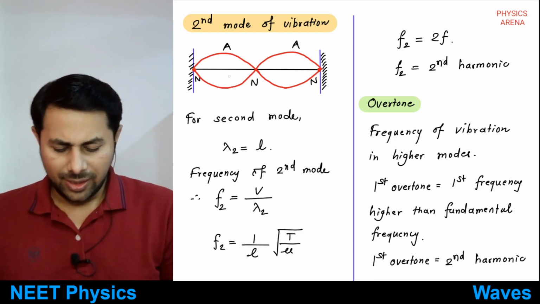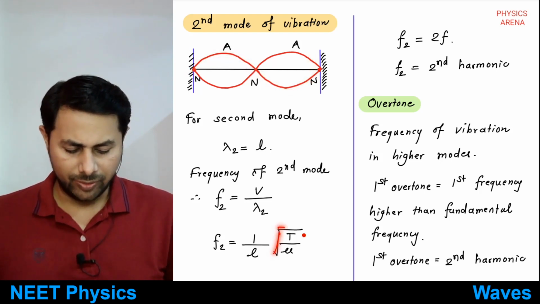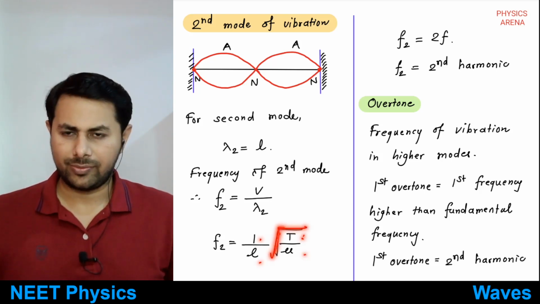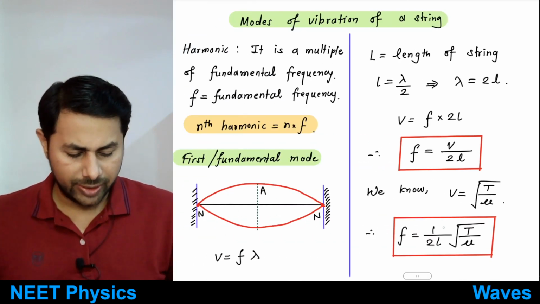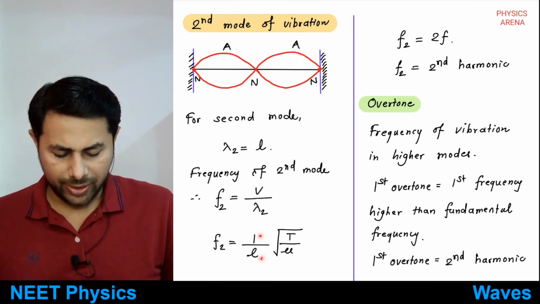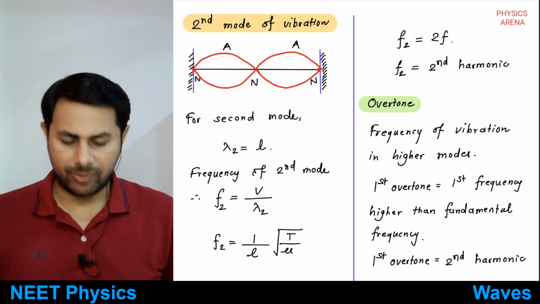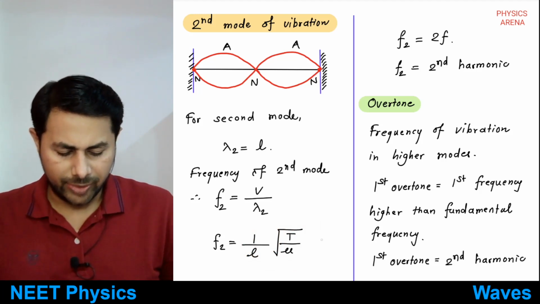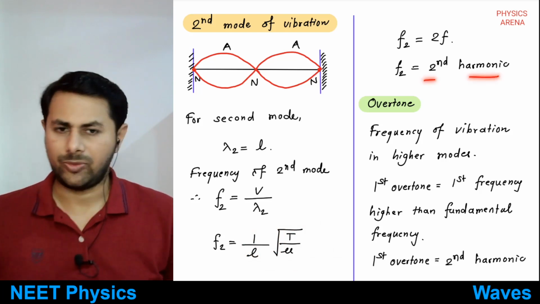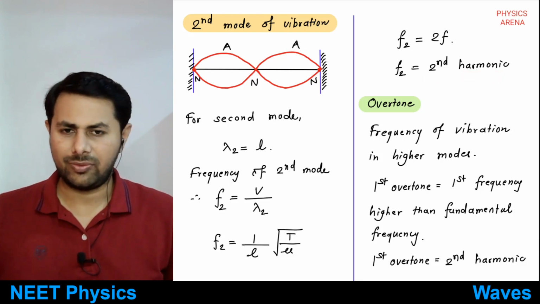So see, in case of vibration of a string, the first frequency is 1 upon 2L square root of T by mu, and the second one is 1 upon L square root of T by mu. So this is the first frequency higher than the fundamental frequency, and that's why this one would be called first overtone. So what is first overtone here? It is the second harmonic. This thing is clear, everyone?